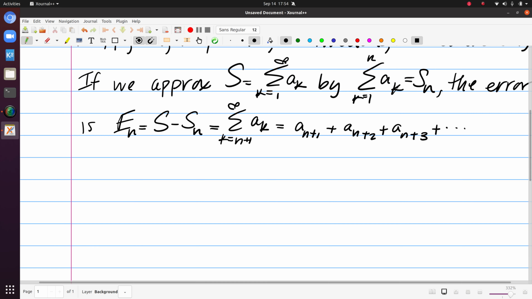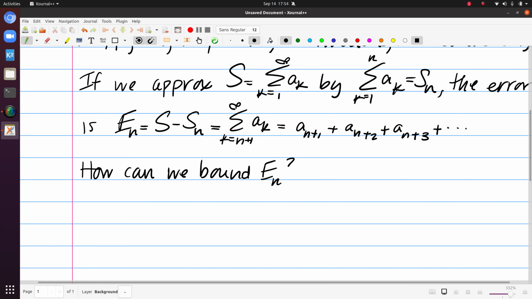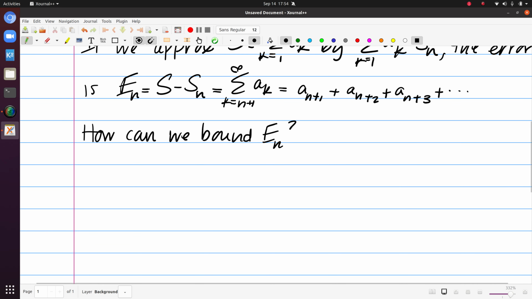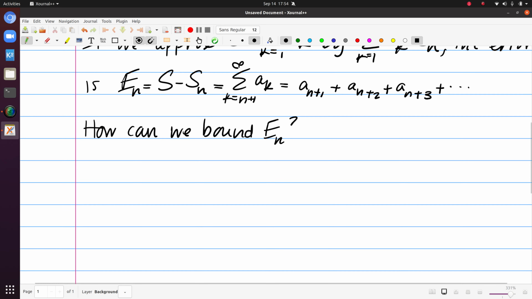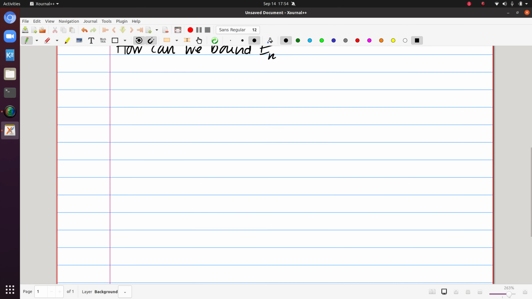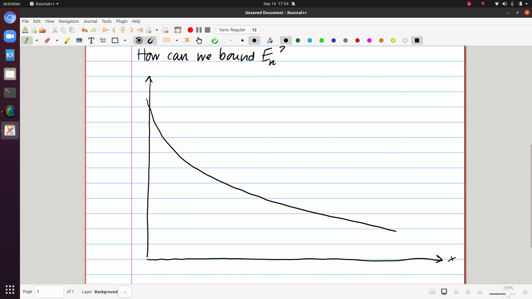So how can we bound E sub n? What I want to do here is draw rectangles with area equal to the terms of my series. That's exactly what we did with the integral test before. In order to do that, I'm going to start by drawing a general sketch of my f of x. So I just draw my axes here. This is the x-axis. I'm going to have some positive decreasing continuous function f of x.